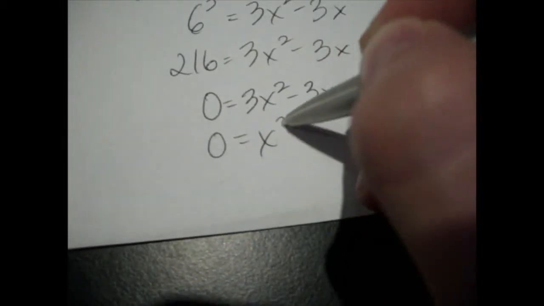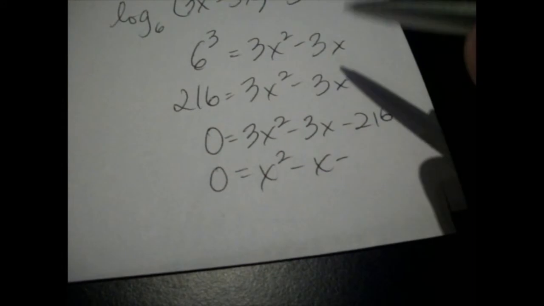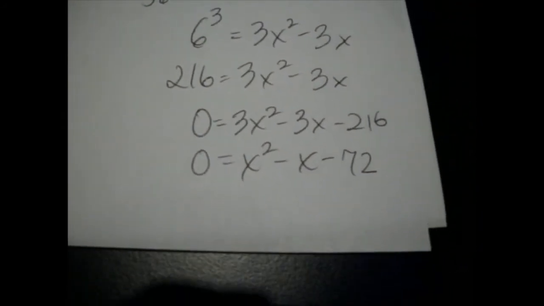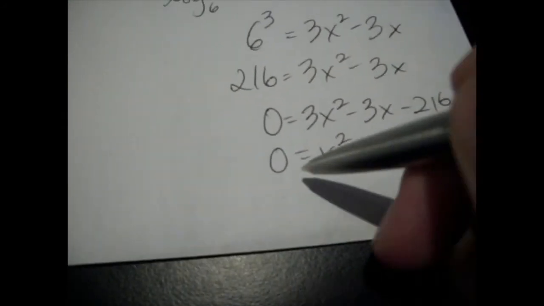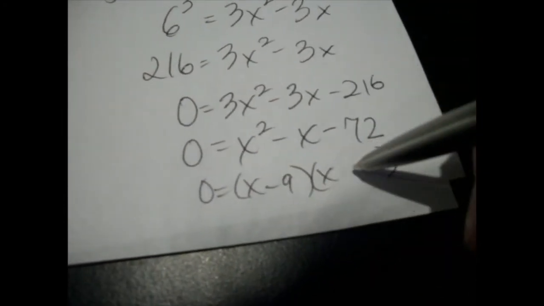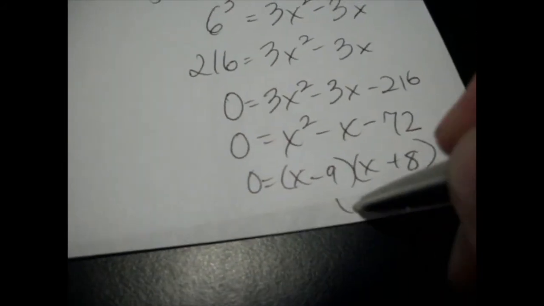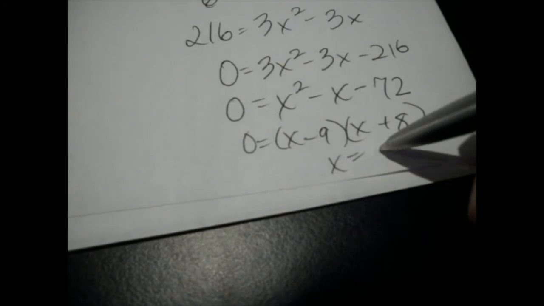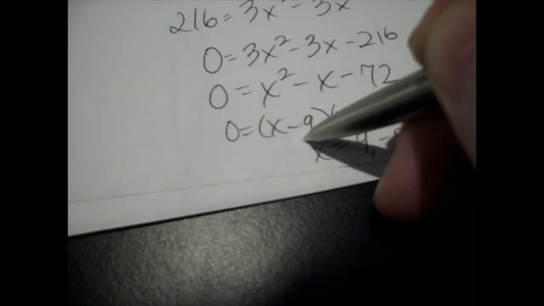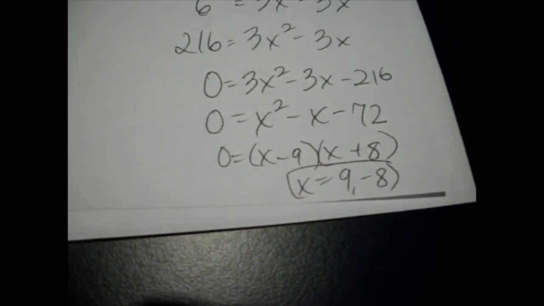Divide everything by 3 so that you just have x squared. This gives me 72. And now, going back I think to chapter 3, if you factor this, we get x minus 9 times x plus 8, which means x equals 9 and negative 8. And that's your challenge problem.